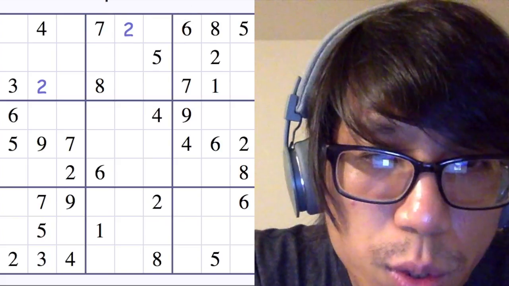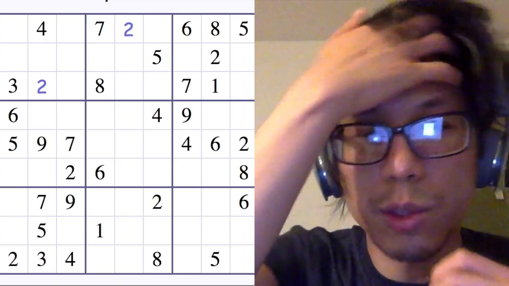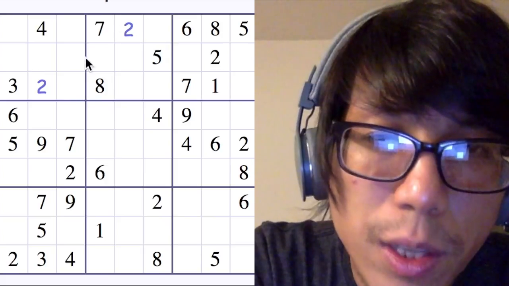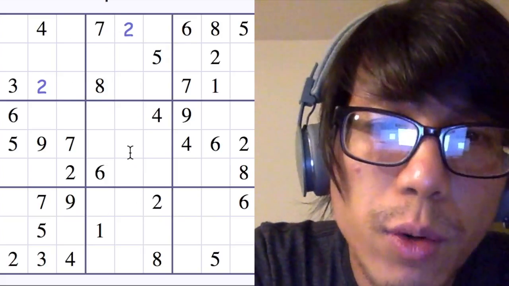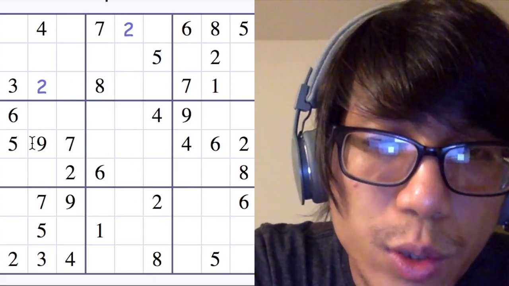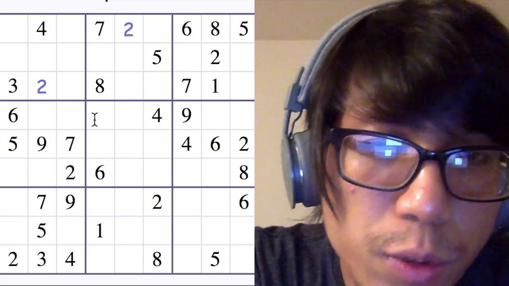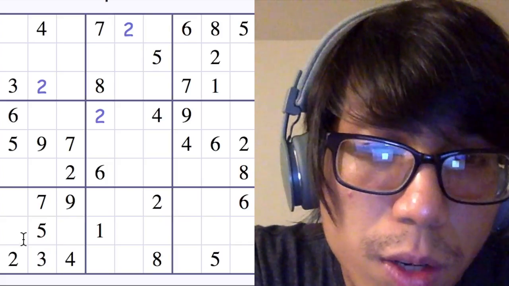We can continue with 2. So usually one thing that is good when you're starting to put a particular number, keep looking around for all those triangulation techniques. So here as well, you can continue with 2. You can pretty much go all the way to the end.